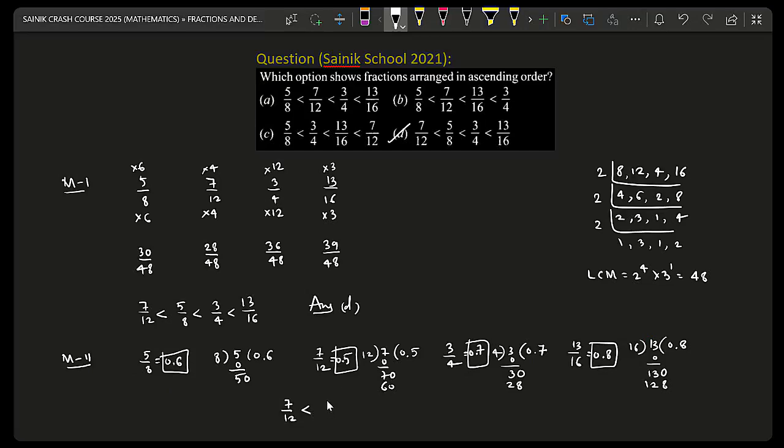Next greater fraction. 0.6. That is from which fraction? 5 by 8. Next greater decimal, 0.7. It came from which fraction? 3 by 4. And next, 0.8, it is from 13 by 16. So which option is correct? Option D, right? Yes.